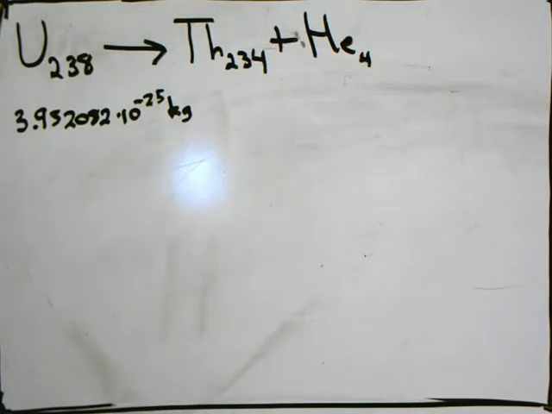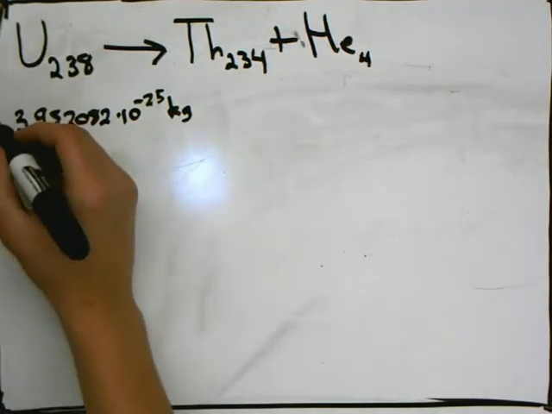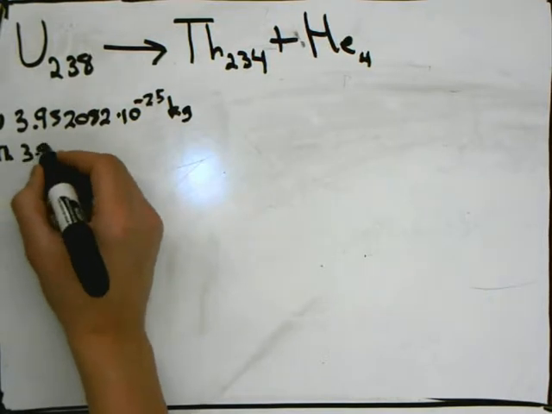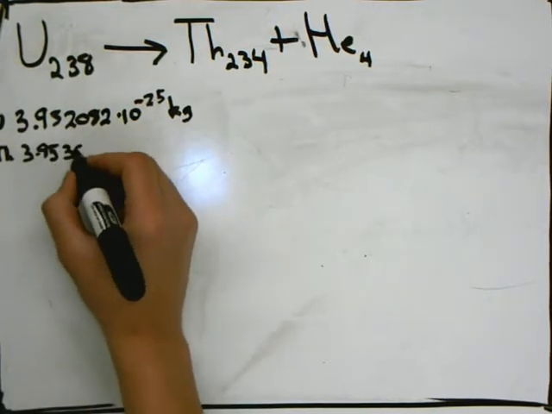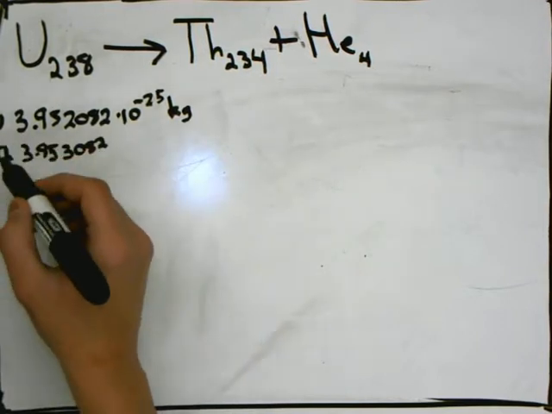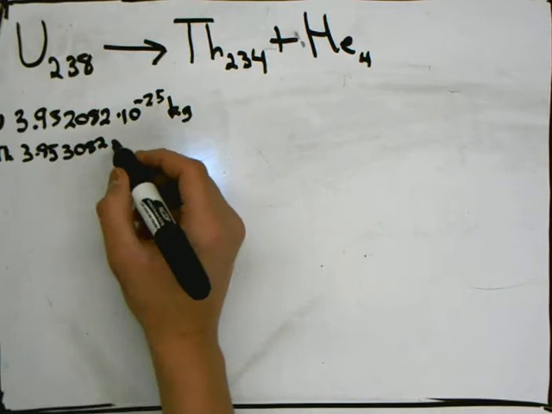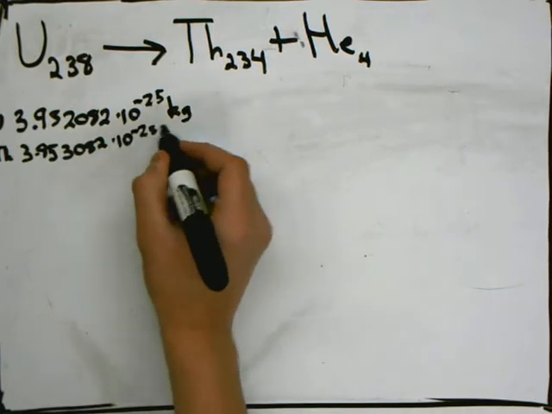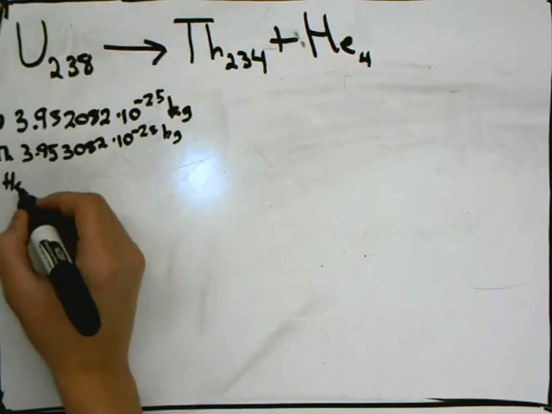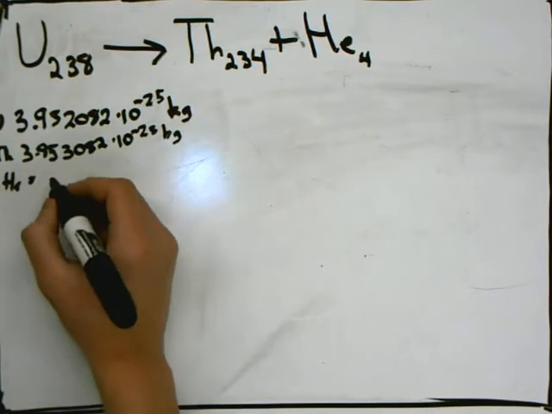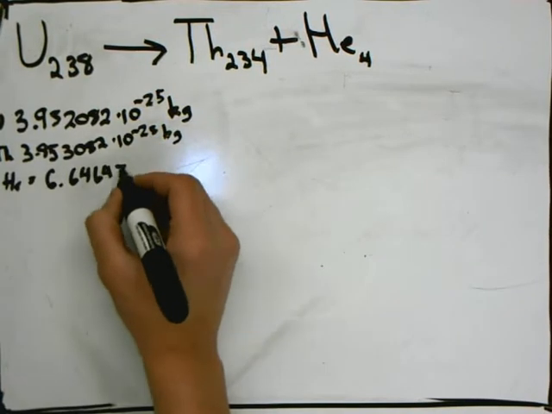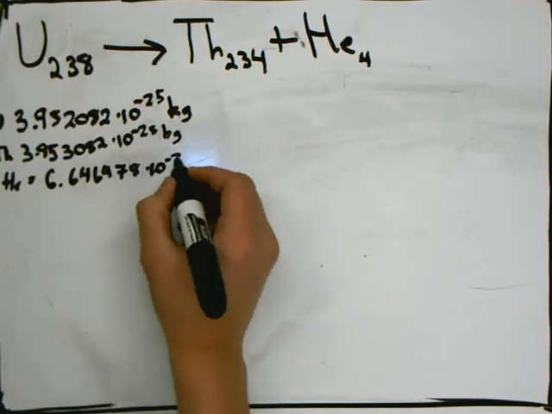So this is for the uranium, and then for the thorium, the mass is 3.853082... well, okay, it says uranium and then thorium here. 2 times 10 to the negative 25th kilograms. And then we're going to have the alpha particle, which is going to be 6.646478 times 10 to the negative 27th kilograms. So the two masses on the sides of the reaction are what we are going to compare.